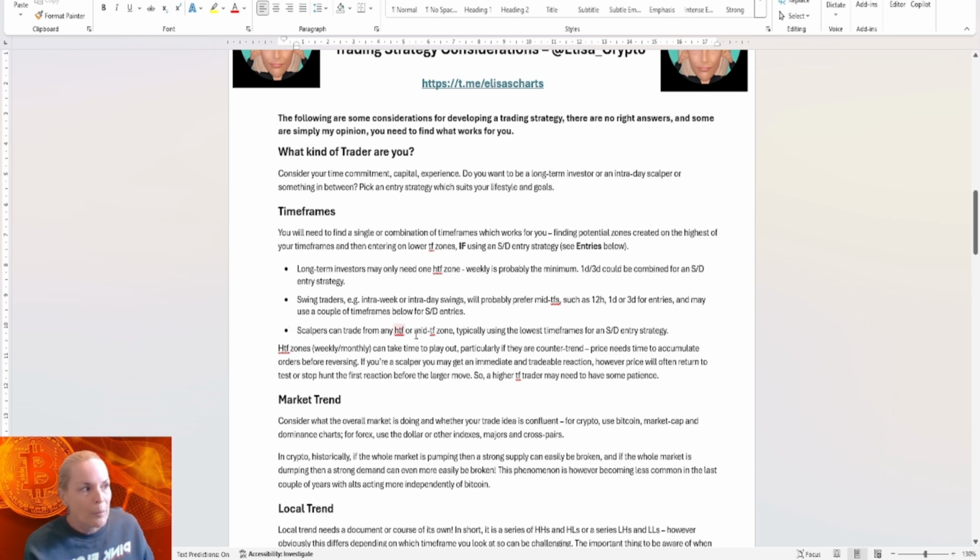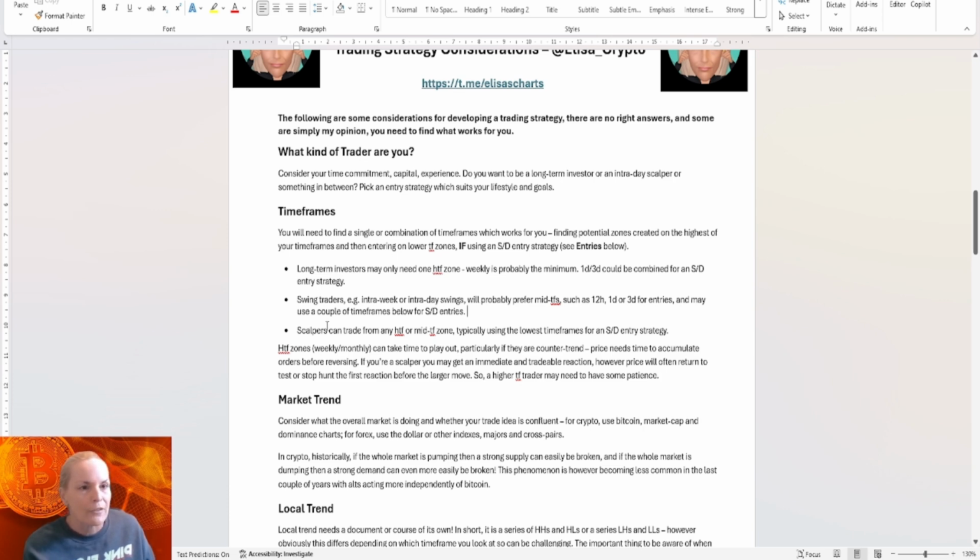And then, like I say, scalpers can trade from any high time frame zone. If the price does hit a monthly supply, the chances are you're going to get some sort of reaction fairly soon in that zone. Again, depending on the structure, but a scalper could trade an immediate reaction off that zone. The other issue is that high time frame zones can take time to play out. So you might get that immediate reaction on a monthly supply, which you could take a short, but then it might take weeks, days at least, but weeks to actually do a full reversal from there.